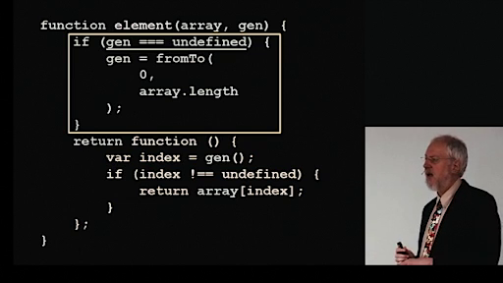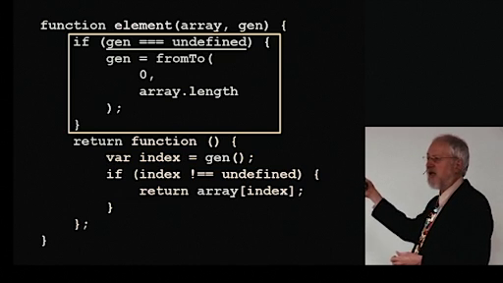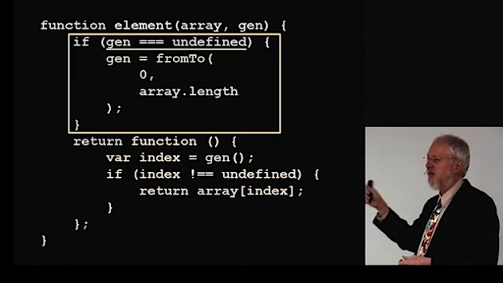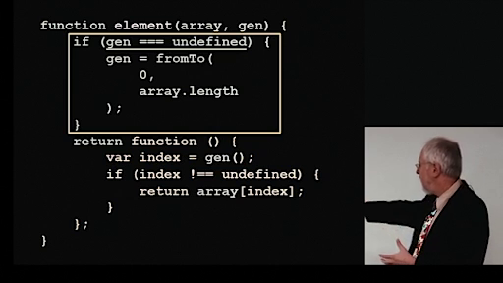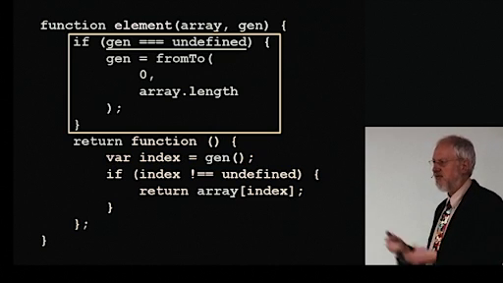Yeah? Why not just generator equals from 0? In that case, that'll work fine too. You know, from will keep going forever, but we run into the undefined thing, so it'll stop. So from by itself is also okay.